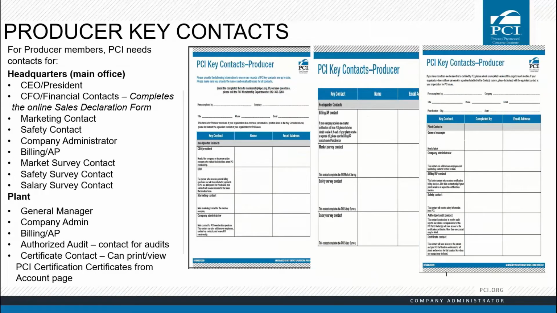Producer members need all the previous contacts listed as well as a market survey contact, safety survey contact, and a salary survey contact. They will receive their respective surveys during the renewal period each spring. Another important distinction for producer members are plant contacts. PCI has additional contacts listed for each of your plants that are certified with PCI.